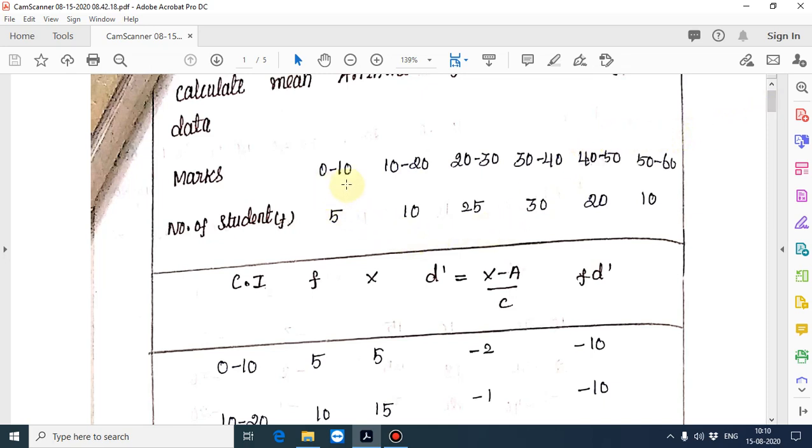Continuous series means 0 to 10, 10 to 20, 20 to 30, 30 to 40, 40 to 50, 50 to 60. Number of students, that is F, or you can say N also. They have given the frequency 5, 10, 25, 30, 20, 10. You see the tabular column.